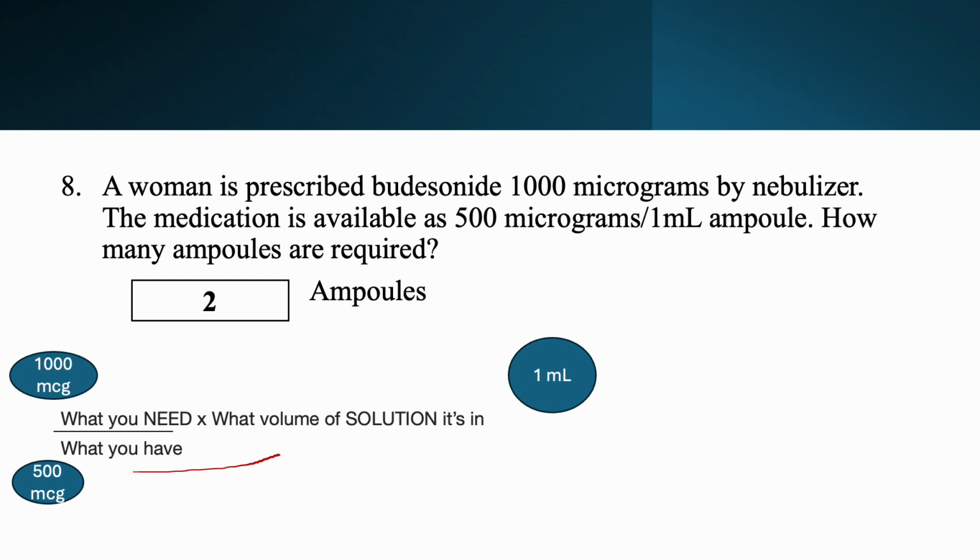So it's saying what you need. The woman is prescribed budesonide 1000 micrograms, so we need 1000 micrograms of medication. What you have: the medication is available as 500 micrograms. So what we have is 500 micrograms, in what volume of solution? We have 1 ml of solution per ampoule. So we have to answer the question, how many ampoules are required. If you calculate these numbers, you'll get your answer. So the answer would be 2 ampoules.